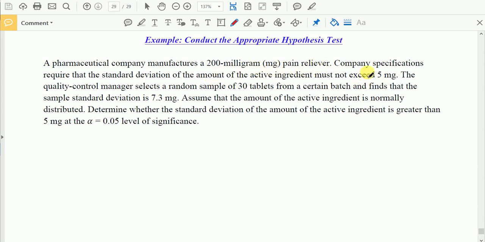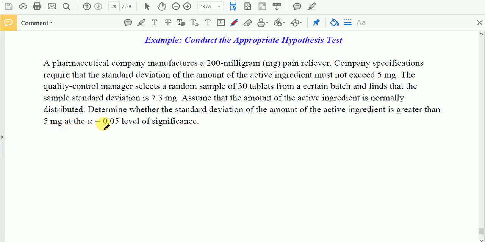The company's specifications require that the standard deviation of the amount of the active ingredient must not exceed 5 milligrams. The quality control manager selects a random sample of 30 tablets from a certain batch and finds that the sample standard deviation is 7.3 milligrams. Assume that the amount of the active ingredient is normally distributed. Determine whether the standard deviation of the amount of the active ingredient is greater than 5 milligrams or not.